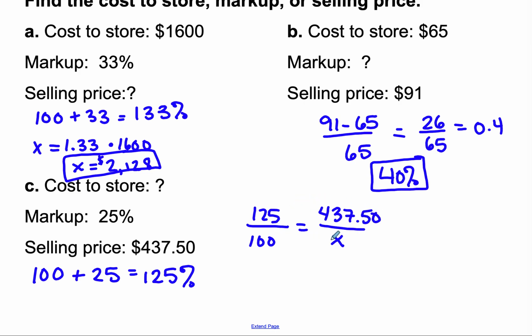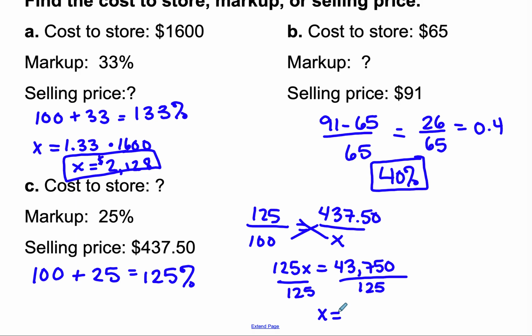I don't see easy multiplication patterns, so we're going to do cross products. 125 times x is 125x. 100 times $437.50 is $43,750. Then we're going to divide each side by 125. So let's see, when I do 43,750 and I divide by 125, I get $350.